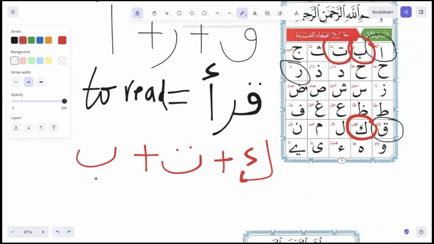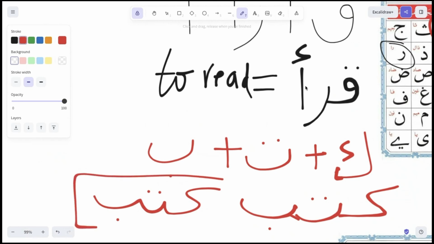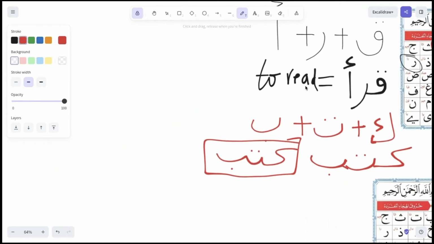Right now, we are going to connect them. Kaf. This is the kaf if you connect it with other letters. Ta, as we have seen before. Ta, ba. Kataba. Or also you can write it like this. Ka, ta, ba. No unfriendly letters, so we write it down as one whole piece. Kataba is which means to write.